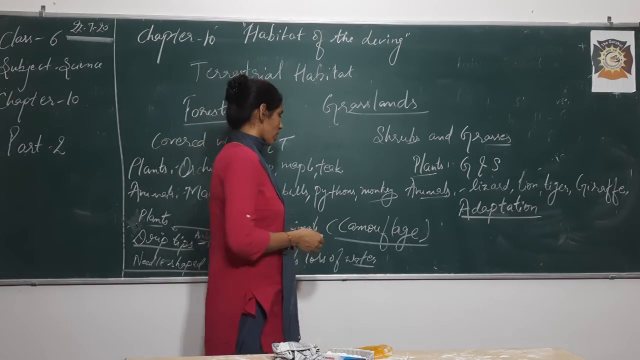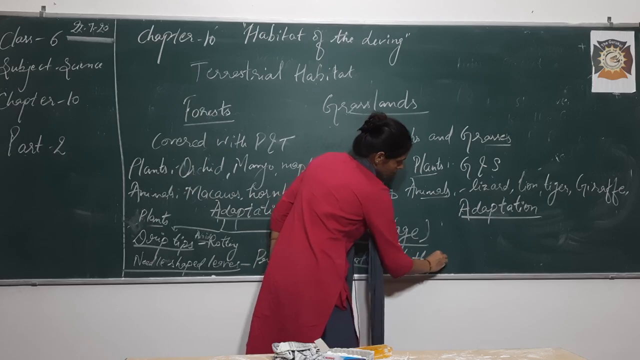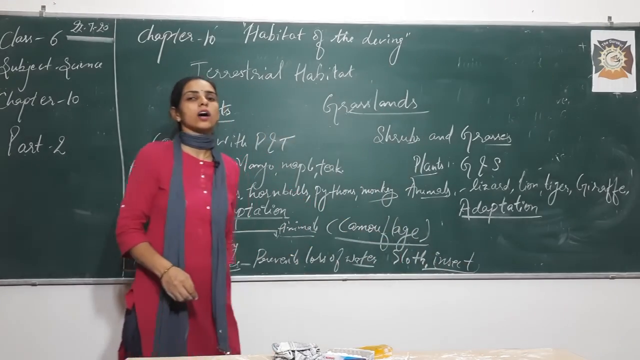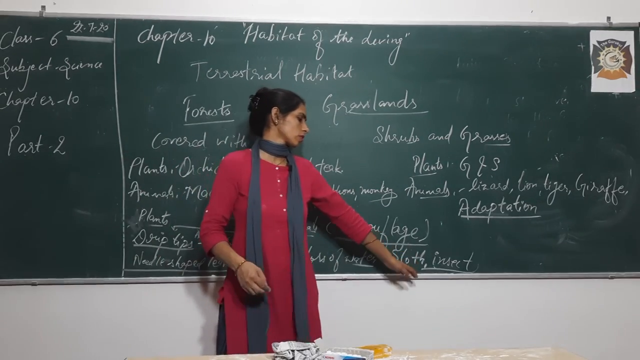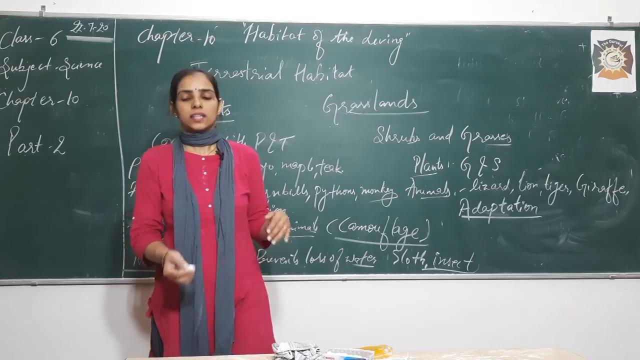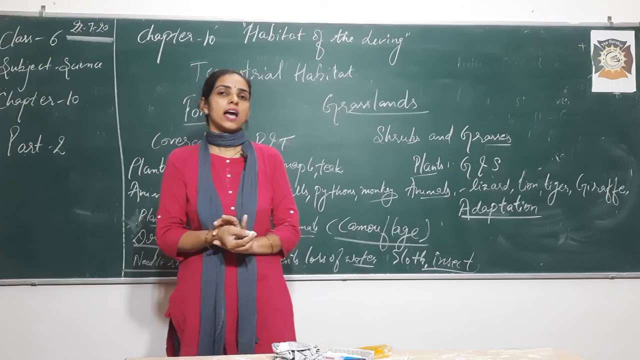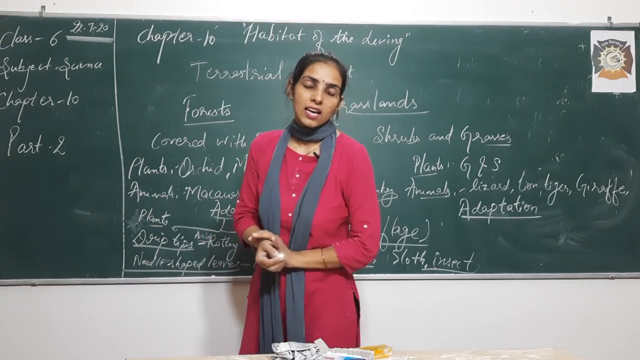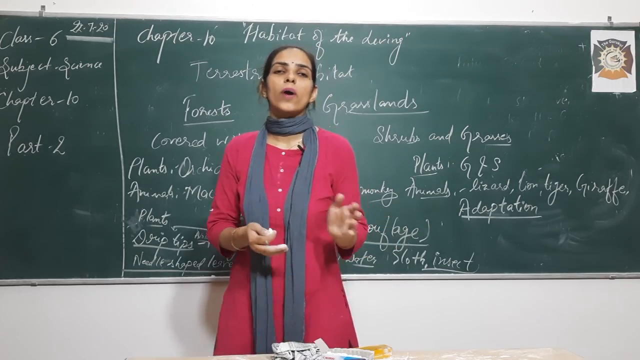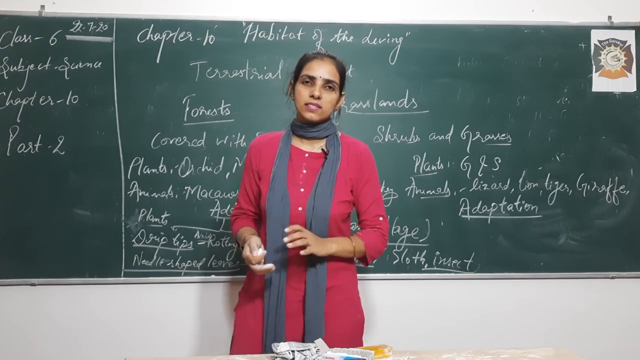This is followed by sloth, and insects like the stick insect or leaf insect. They follow this adaptation, camouflage. That means their body color gets mixed with the surroundings, and with this extra feature, they protect themselves from the enemies, right?